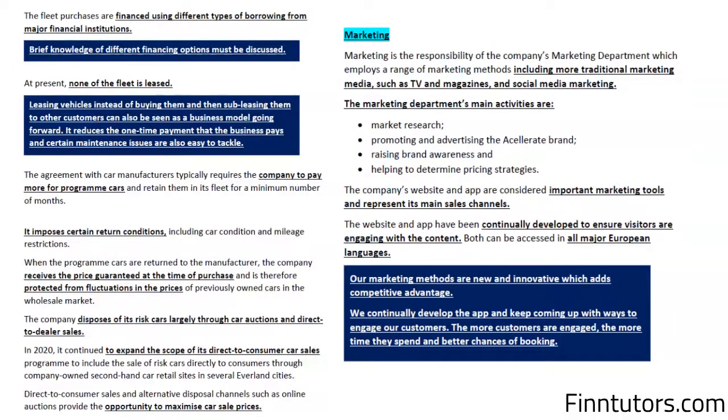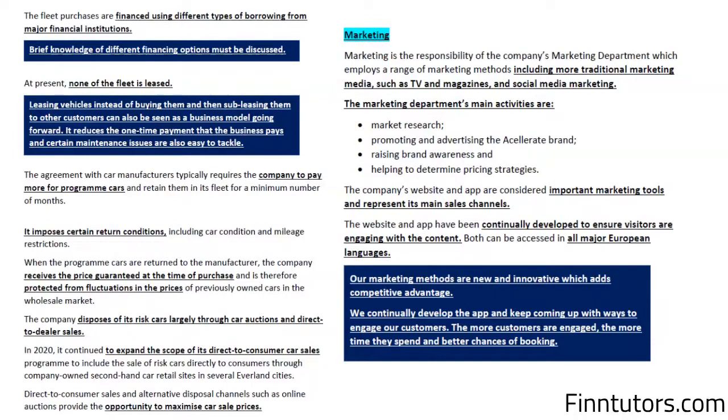That's a good approach. The marketing department's main activities are research, promoting and advertising, raising awareness, and helping to determine pricing strategies. The company's website and app are considered important marketing tools, and it's your main sales channel as well, because that's where customers come and book your cars. The website and app have been continually developed to ensure visitors are engaging with the content.